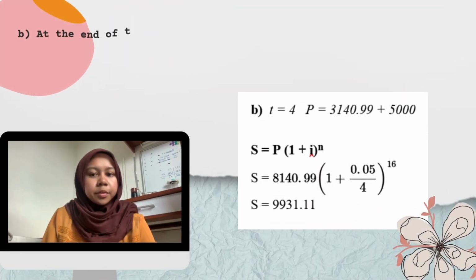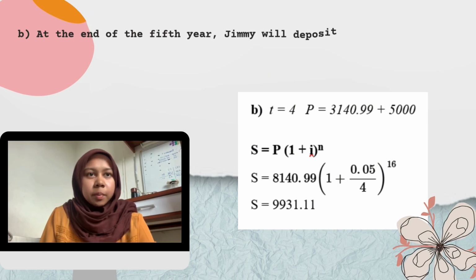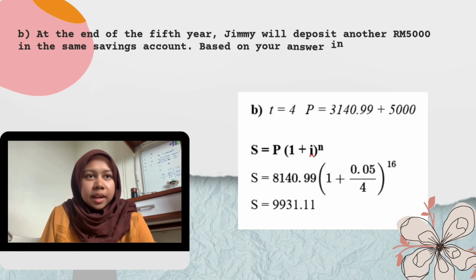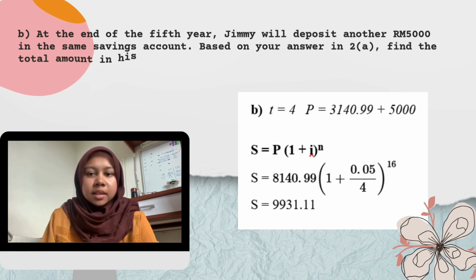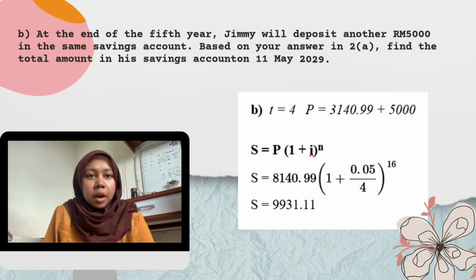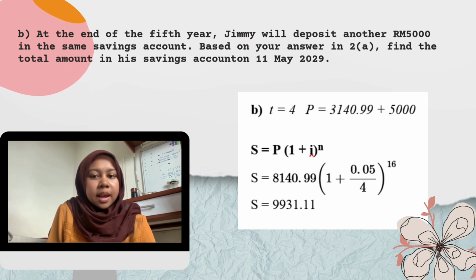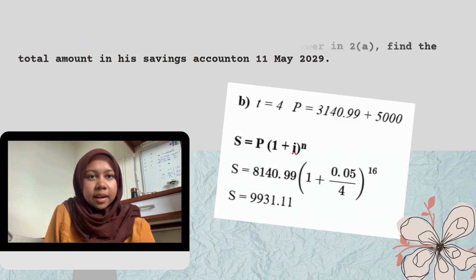For the next question, 2B, at the end of the 5th year, Jimmy will deposit another 5,000 ringgit in the same savings account. Based on our answer in 2A, to find the total amount in his savings on 11 May 2029, our t will equal to 4 because we have already found the savings amount for the first 5 years. For our P, we will add the 5,000 to the answer in 2A. And then we will insert the numbers into the formula of S equals P multiply (1 plus i) to the power of n and get the answer, which is 9931.11 as Jimmy's savings on 11 May 2029.